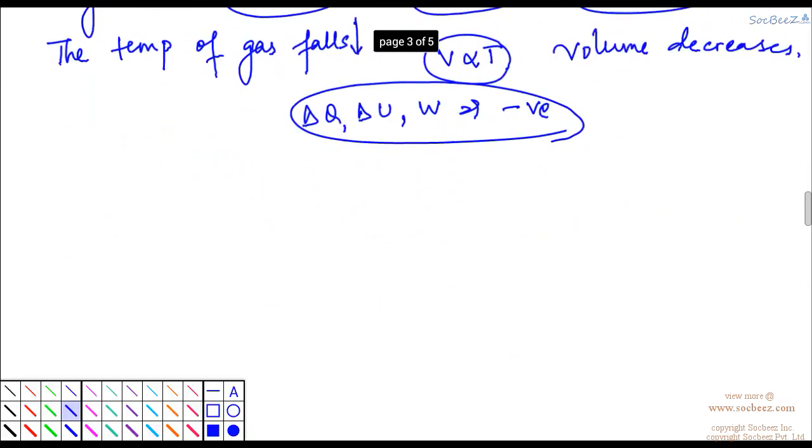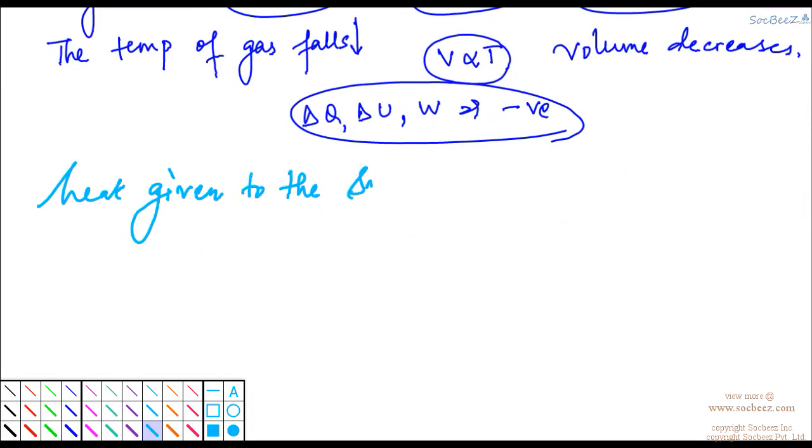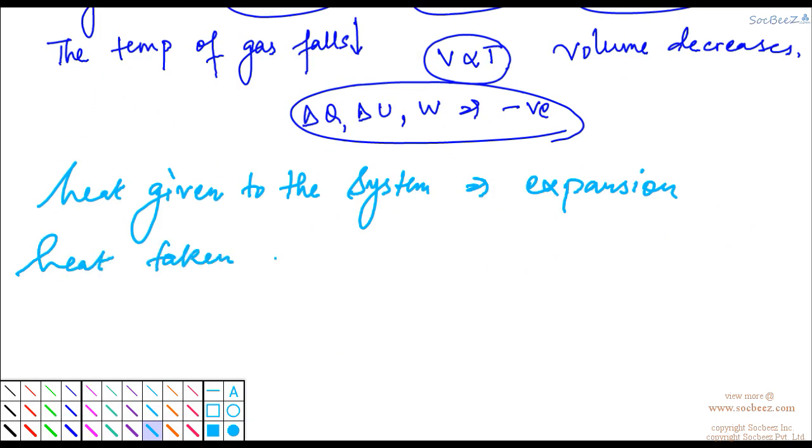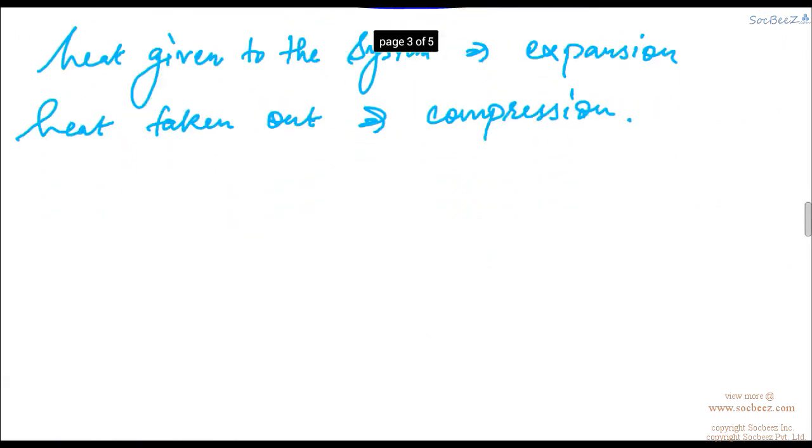So the basic conclusion over here was that heat given to the system leads to expansion. Heat taken out of the system leads to compression. And let's try to represent this in the form of PV curves.